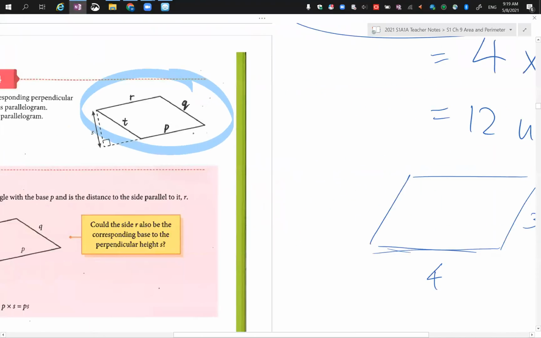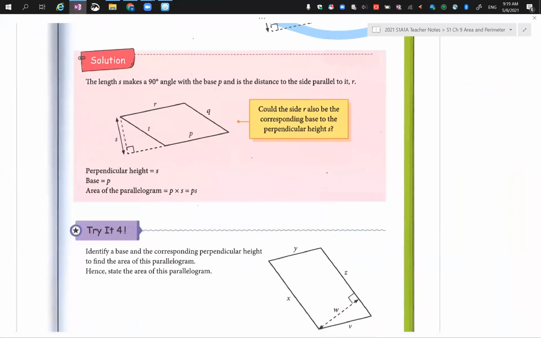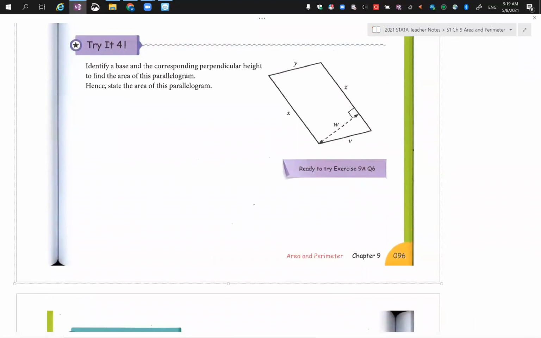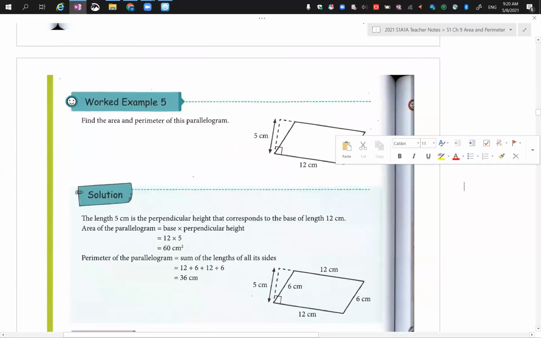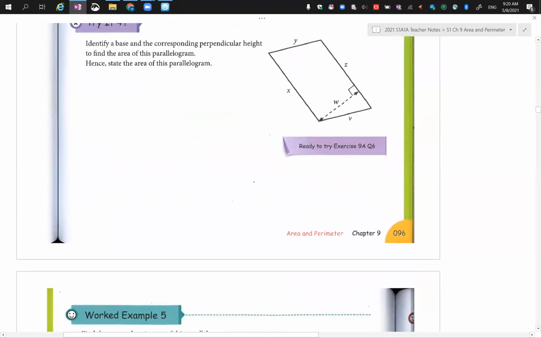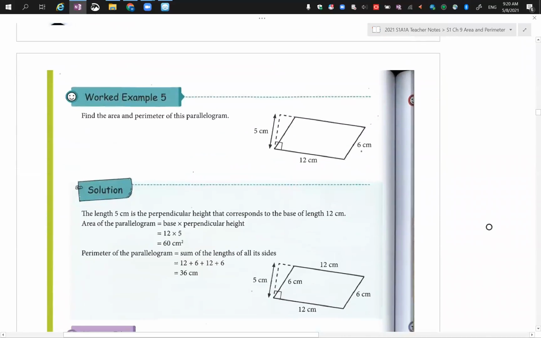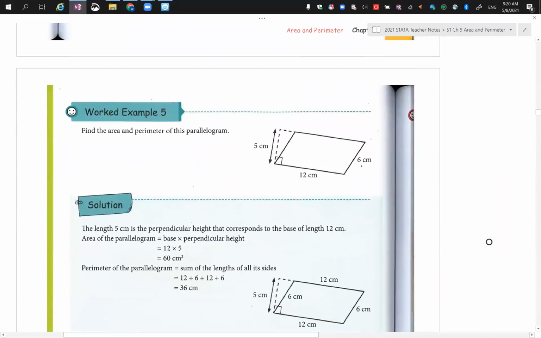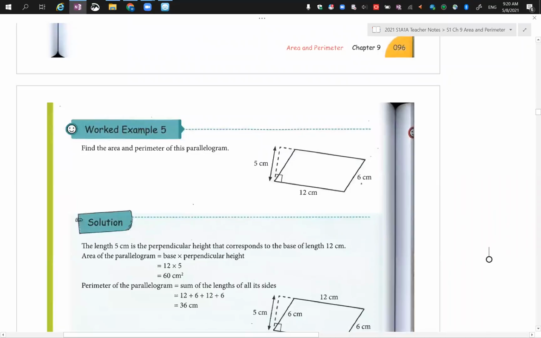So let's go back to our textbook. Textbook, this is on page 96. Okay, let's go on to 97 first. 97. Don't want to do 96. Let's start with some numbers. So we have the worked example number 5. I'll bring you through it.